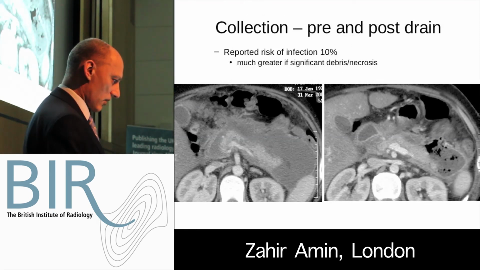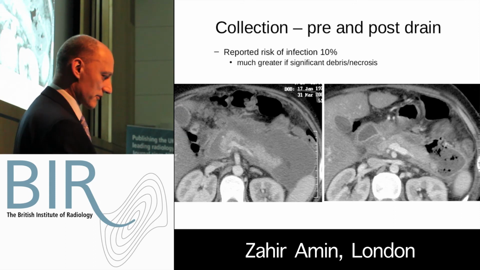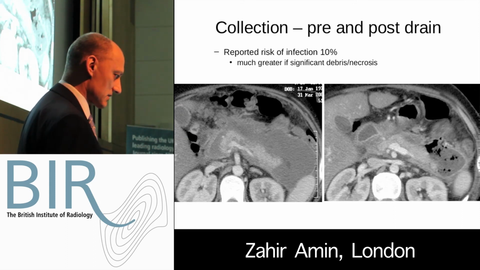This is just an example of a pancreatic collection before drainage. It's a walled-off necrosis, and after drainage it reduced significantly in size, but with lots of pockets of air, and the patient became more septic, so we converted that into infected necrosis.